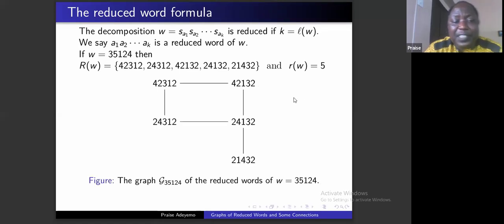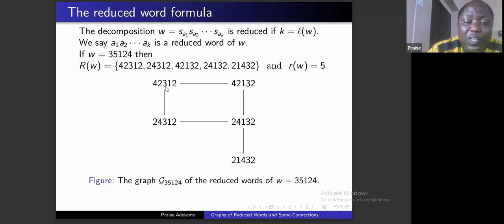From reduced words, we can talk about the graph of reduced words. For the graph, we talk about the vertices and the edges. The reduced words constitute the vertices of this graph, while for the edges, we say that two vertices are joined by an edge if there is a relation between the two, like this one now, 4 2 3 1.